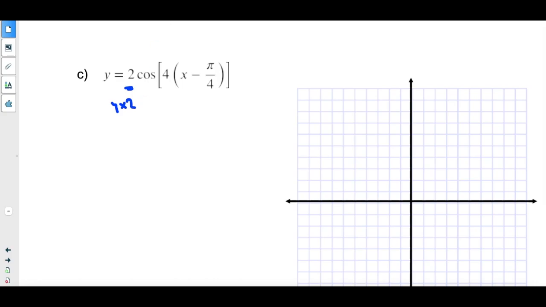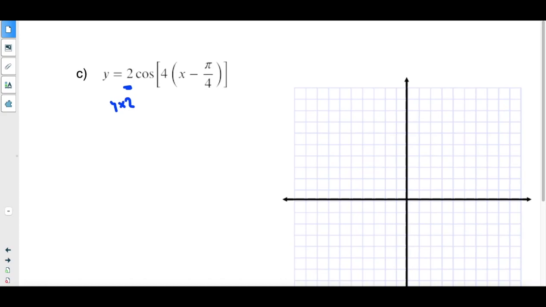The 4 here is greater than 1. So what does that mean? We're applying a horizontal compression. In other words, we divide our original x values by 4. And finally, since we're subtracting pi over 4 inside the brackets, we're going to go pi over 4 units to the right.